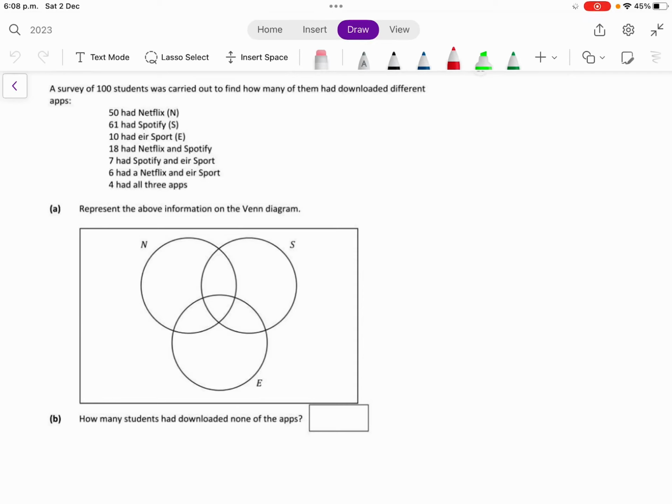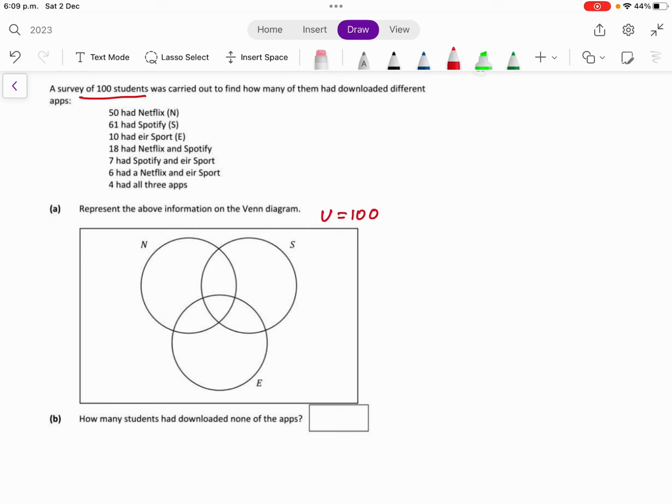Let's learn how we can handle this set question of JC Max. So let's read the question completely. A survey of 100 students was carried out to find out how many of them have downloaded different apps. So as soon as I see that a survey of 100 students, I will just write U equal to 100.